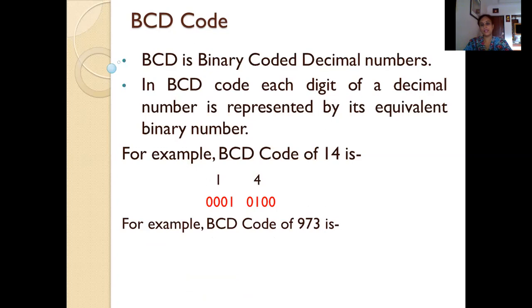In the same manner, suppose we have another example, 973. If we want to write the BCD code for it, then it can be written as 9 is represented as 1001, 7 is represented as 0111, and 3 is represented as 0011. Okay, so this is the way it is represented.